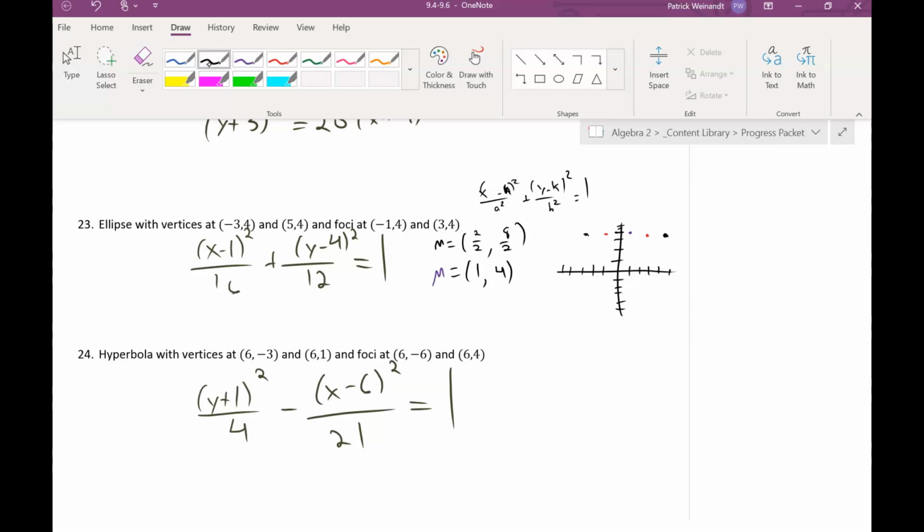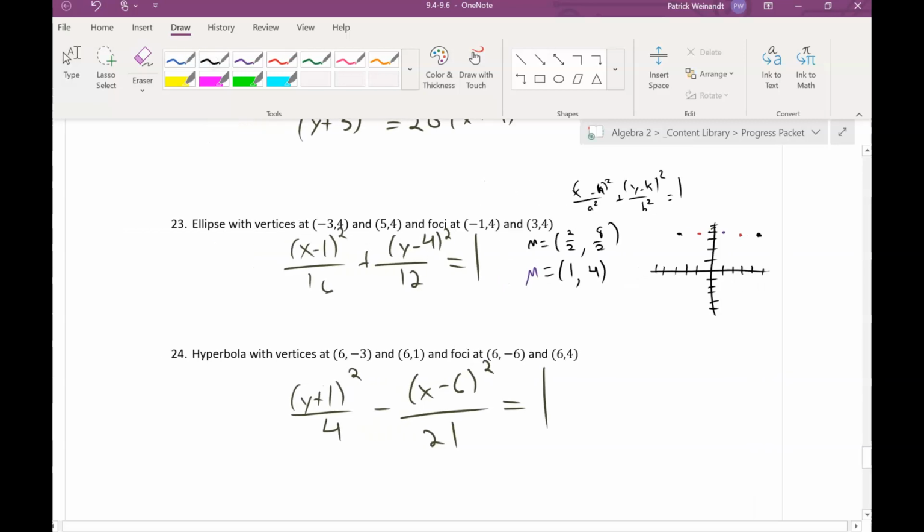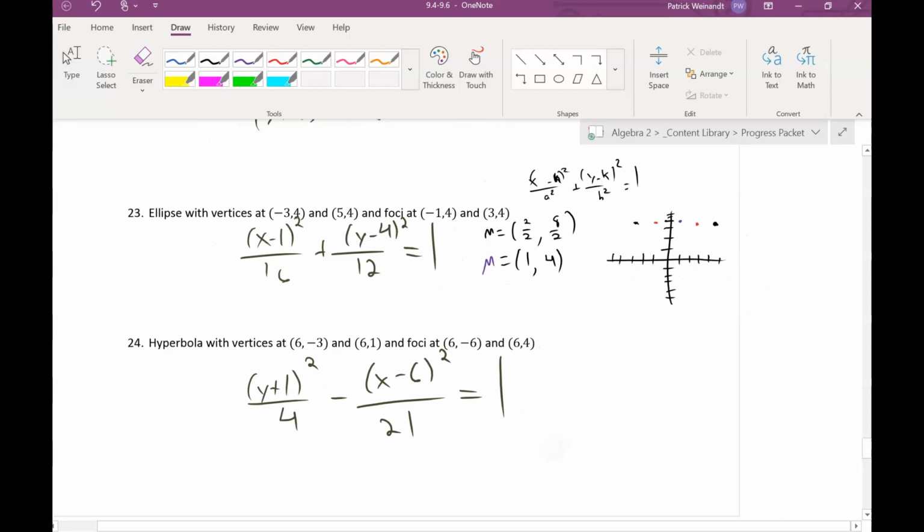So our a value is going to be the distance of our vertex from the center. If you go either way, negative 3 is a distance of 4 from 1, or you could say 5 is a distance of 4 from 1. So that implies a equals 4. And the distance from the center 1 to the focus at 3 would be 2. That implies c equals 2.